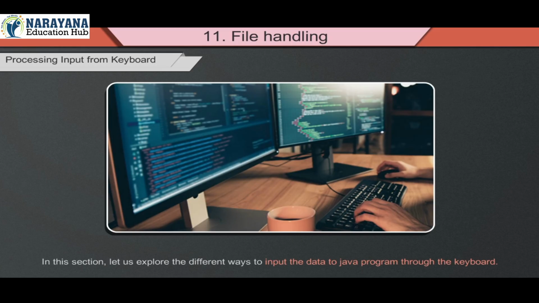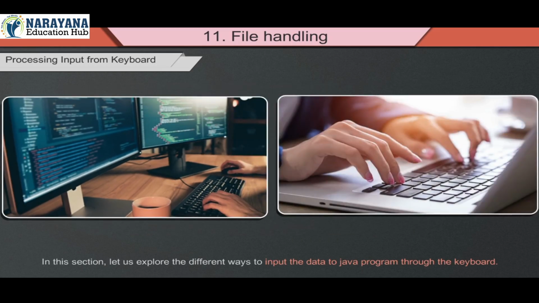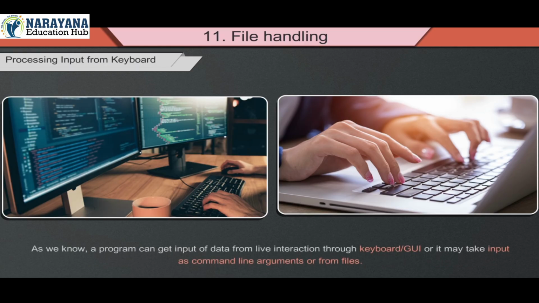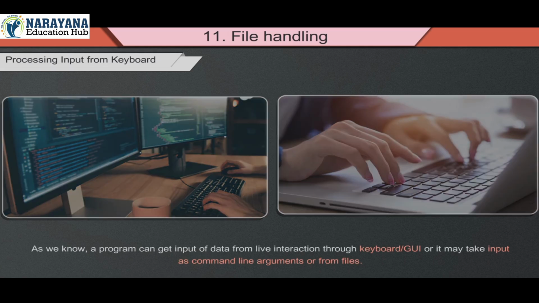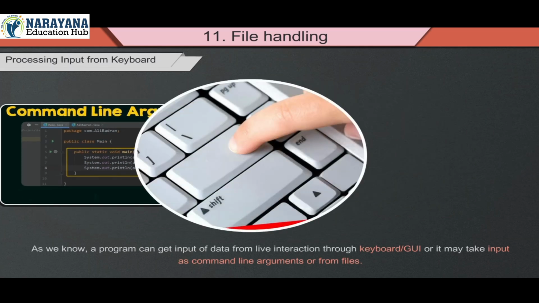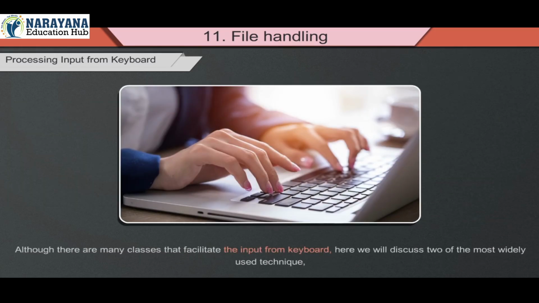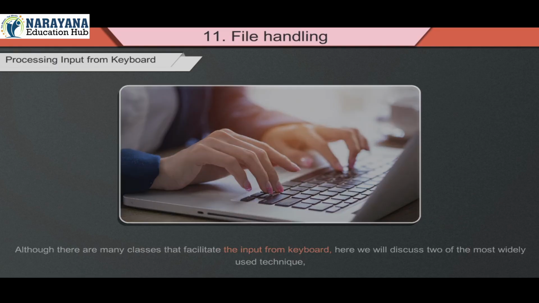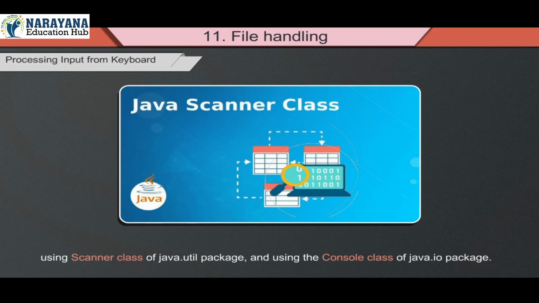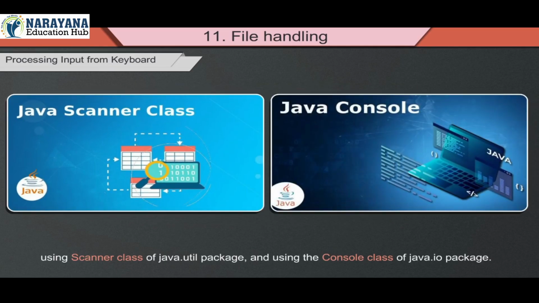Processing input from keyboard. In this section, let us explore the different ways to input data to a Java program through the keyboard. As we know, a program can get input of data from live interaction through keyboard or GUI, or it may take input as command line arguments or from files. Although there are many classes that facilitate input from keyboard, here we will discuss two of the most widely used techniques: using the Scanner class of the java.util package and using the Console class of the java.io package.